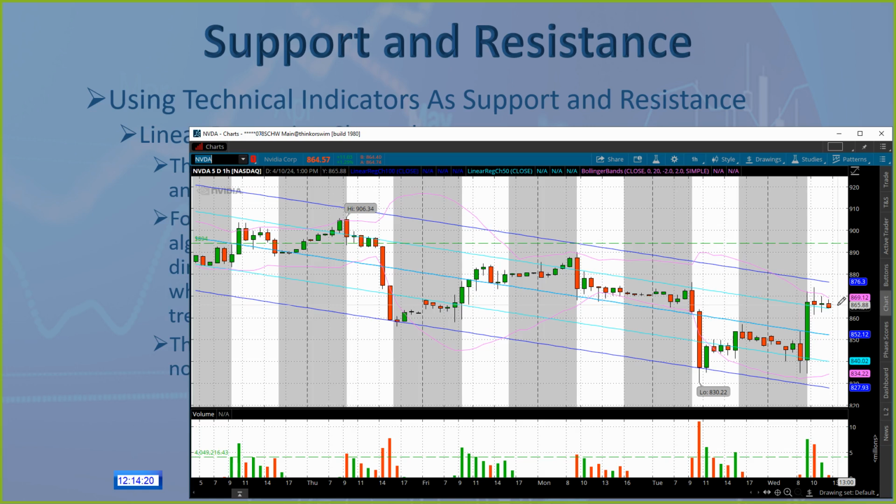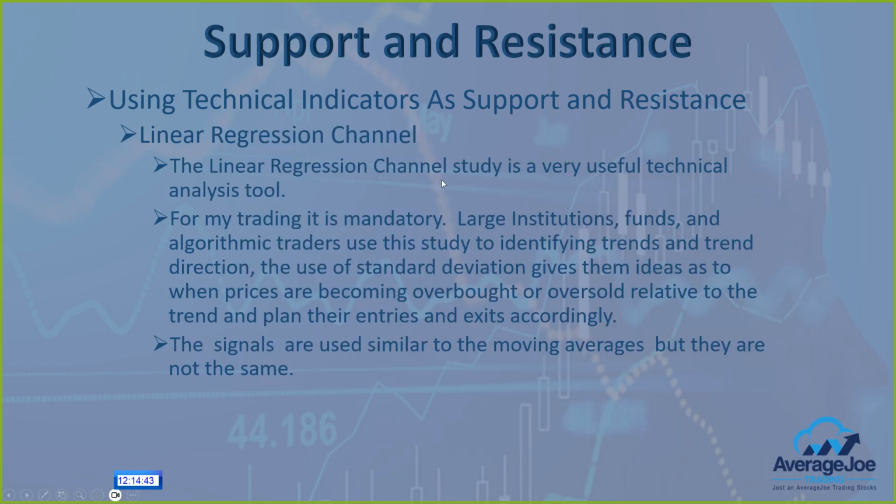There's a lot of algos that run off the linear regression channel. A lot of algos run off of it. And until I get told otherwise, that hey, we're moving to something else, I'm going to expect the algos to be trading off the linear regression channel. Alright, so it's very useful. In my trading, it is mandatory.